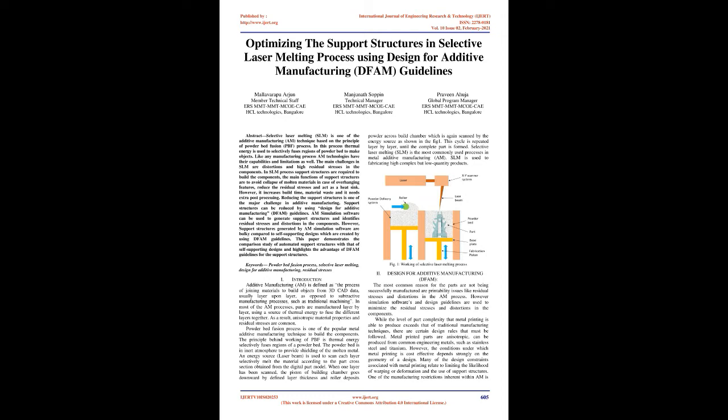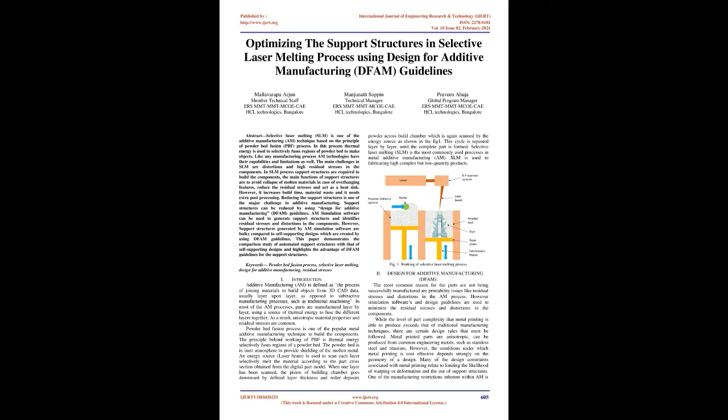Powder bed fusion process is one of the popular metal additive manufacturing techniques to build components. The principle behind the working of PBF is that thermal energy selectively fuses regions of a powder bed. The powder bed is in an inert atmosphere to provide shielding of the molten metal. An energy source, a laser beam, is used to scan each layer, selectively melting the material according to the part cross-section obtained from the digital part model.